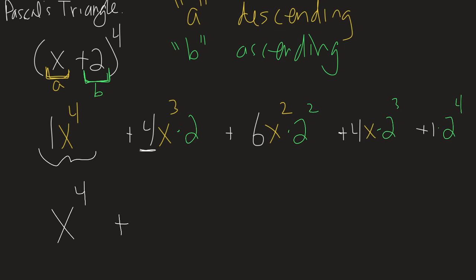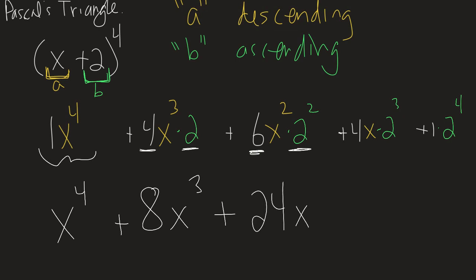Okay, in the second term, I can multiply 4 times 2. So 4 times 2 is 8, x to the third. In our third step, I can do 6 times 2 squared, which is 4. So 6 times 4 is 24, x squared. Okay, and then the fourth term, I have 4 times 2 cubed. Now 2 cubed is 8, right? 2 times 2 times 2 is 8. So 4 times 8 is 32.